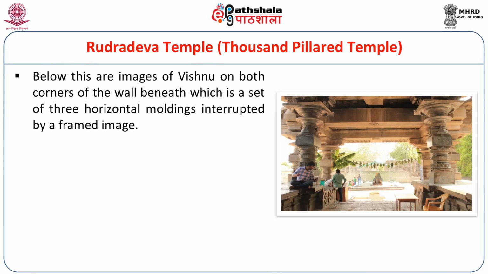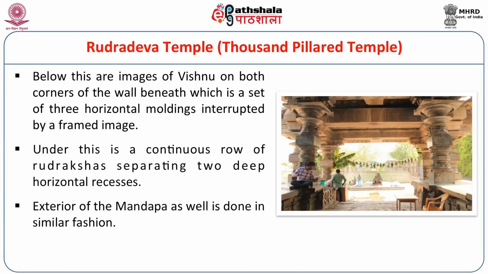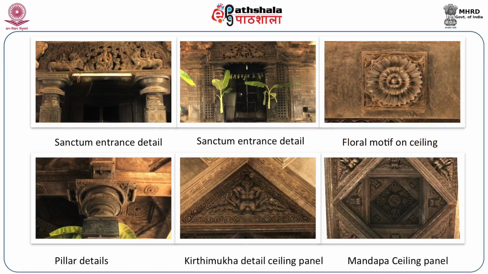Below this are images of Vishnu on both the corners of the wall, and beneath the Vishnu are 3 horizontal moldings interrupted by a framed image. Under this is a continuous row of Rudrakshas separating two deep horizontal recesses. The exterior of the mandap as well is done in similar fashion. The temple's interiors exhibit typical Kakatiya features like lathe-turned pillars, perforated jalis, and various floral motifs. As you can see, the details of the sculptures.